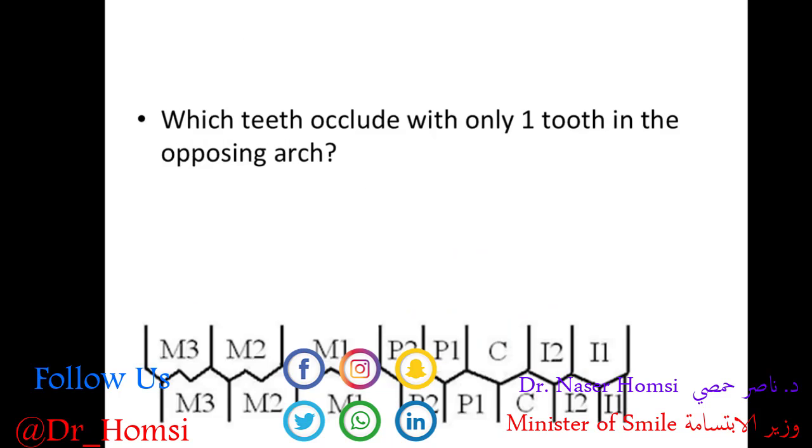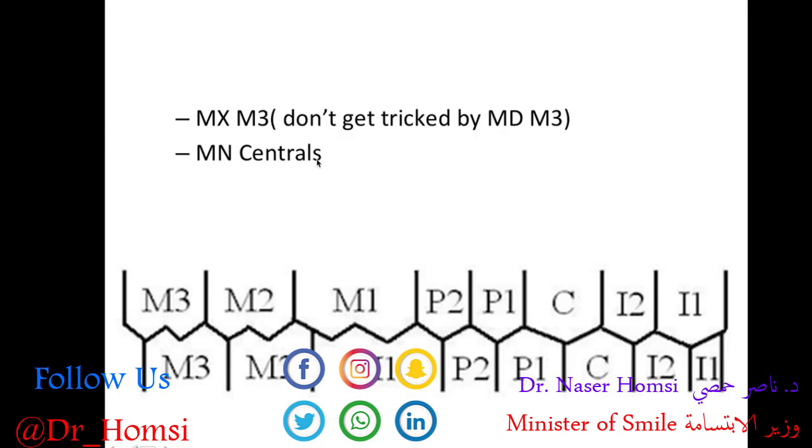Alright, here's a question for you. The way I'm going to do this is I'm going to have a question and then an answer on the next slide. I'm going to go through this quickly, so you might want to pause on the question, think about it, maybe draw out your own picket fence and answer the question yourself, and then proceed to the answer. Alright, so which teeth occlude with only 1 tooth in the opposing arch?